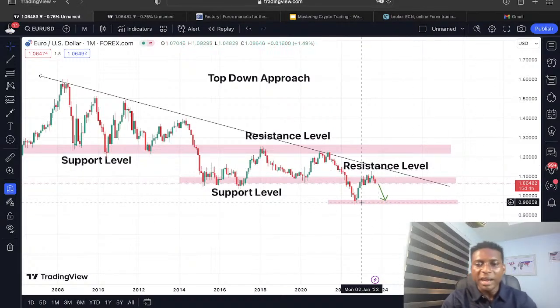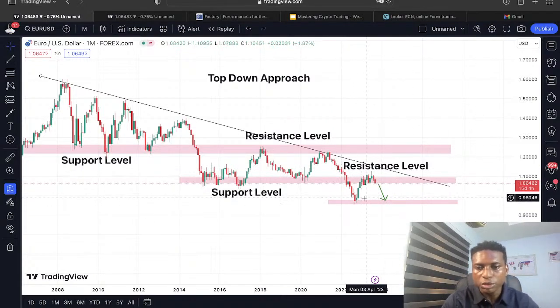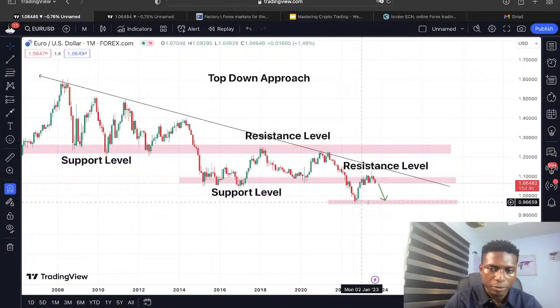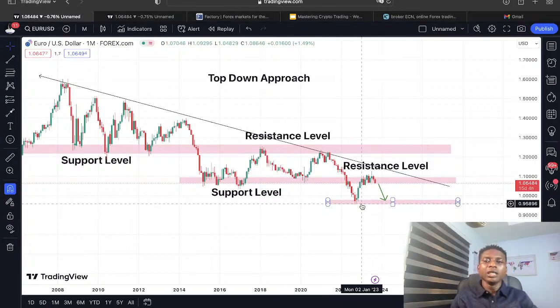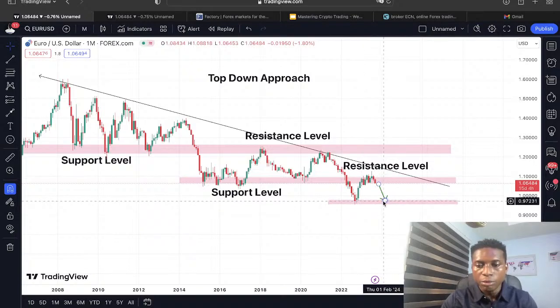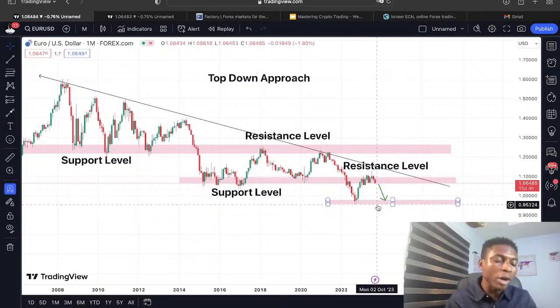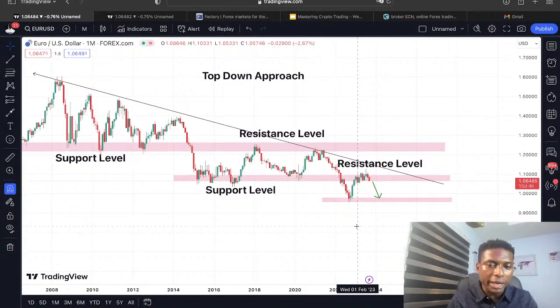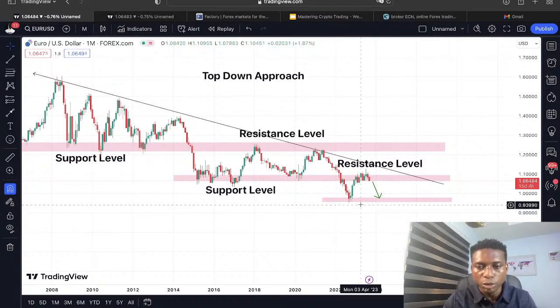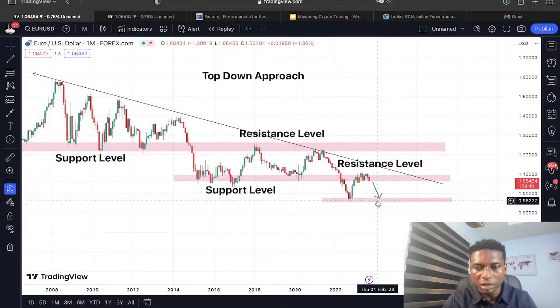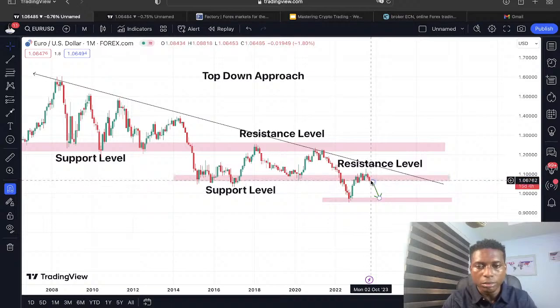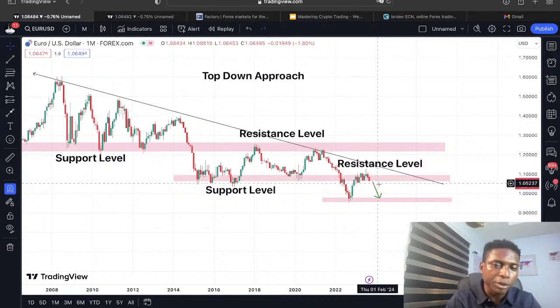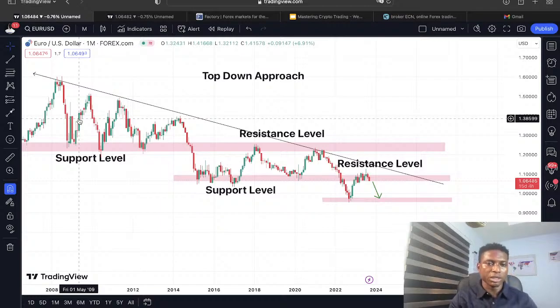Okay, so price is coming back to test this support zone. Interestingly, from the look of things, Euro USD would remain bearish for the rest of the year from the monthly time frame analysis. We can see how the market is already pointing to the downward direction for Euro USD.